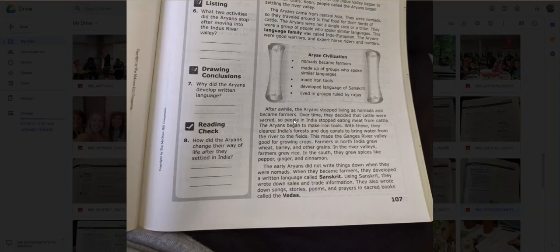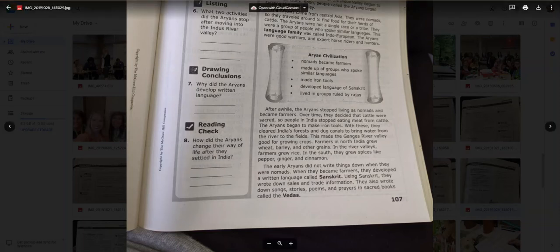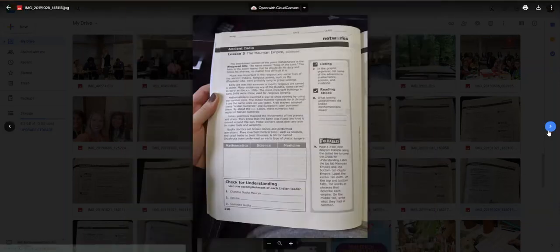Number 8, how did the Aryans change their way of life after they settled in India? Well, there was quite a few things. Read back through. Look at their way of life, how they changed once they settled down. Okay? Moving on to the next page. We're on page 108.